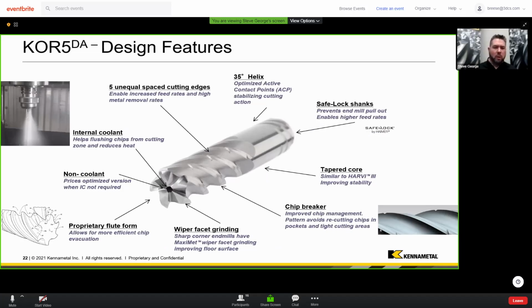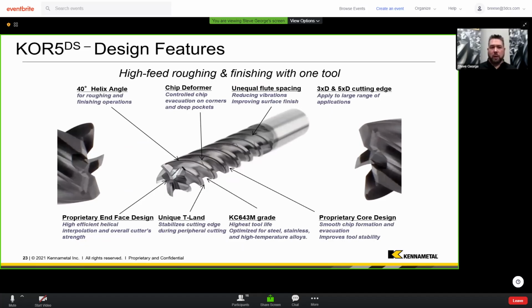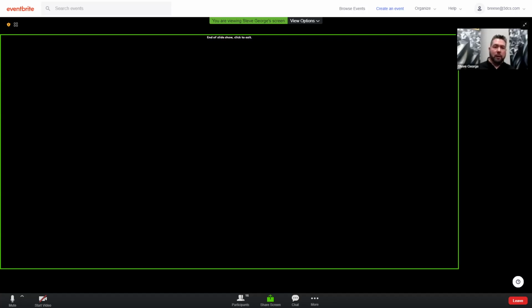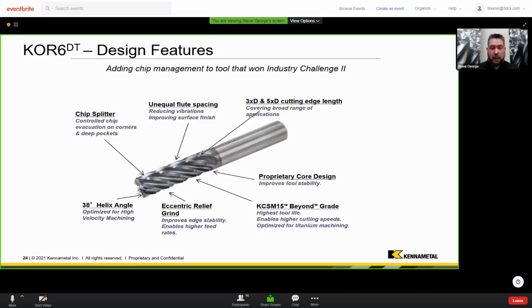This is the tool I just showed a little bit from, the Core 5 DA, with a special flute form and lots of cutting edges involved. This chip splitter pattern that we talked about. This is another version of it for ferrous materials. You can also use this in Inconel as well. Same thing with some chip splitters down it. We have also introduced a new tool called the Core 6 PT, which is really targeted at titanium. And that's kind of the end for the tools there.